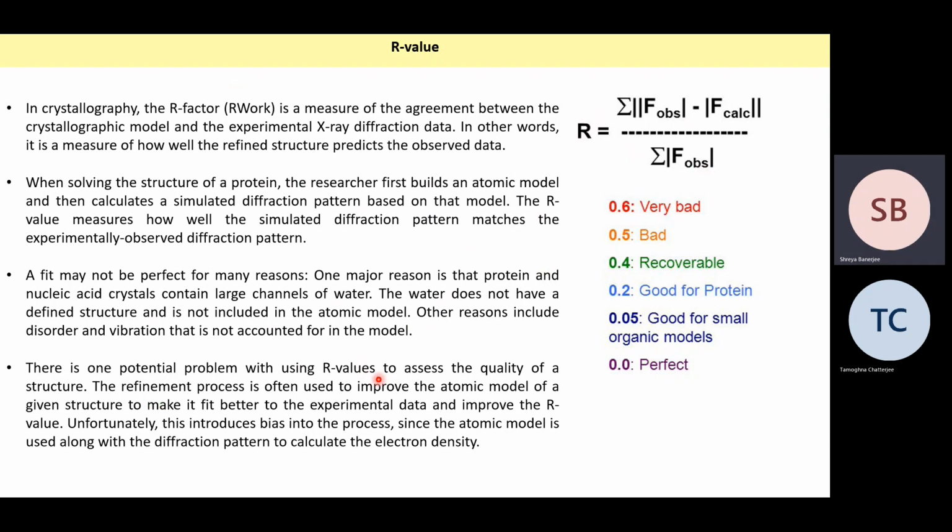The problem with using the R values is that the refinement process is often used to improve the atomic model of a structure to make it fit better to the experimental data. But this unfortunately introduces a bias into the process, since the atomic model is used along with the diffraction pattern to calculate the electron density. But so far, the R value is our best estimate of finding out whether the structure that we have predicted is good enough or not.